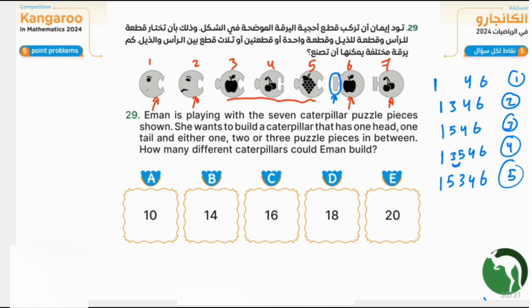Now, if I use another tail, like 7 instead of 6, I will have another 5 possibilities, so I will have 10 possibilities. Now, if I use the second head, this one, instead of the first one, I will have another 10 possibilities. So I will multiply this 10 by 2, and I will have 20 in total, and E is the correct answer.